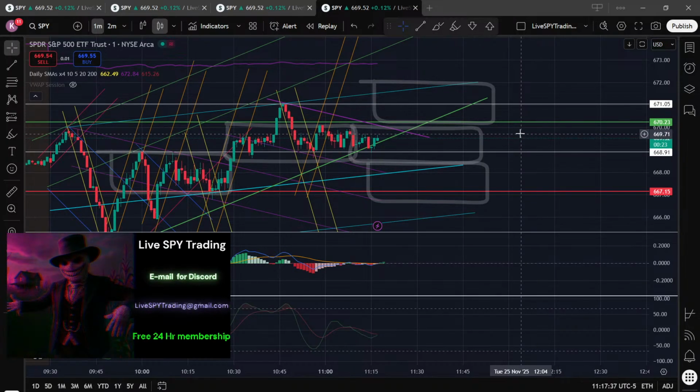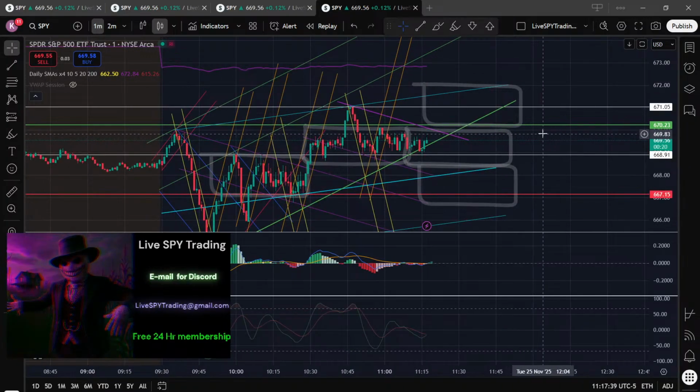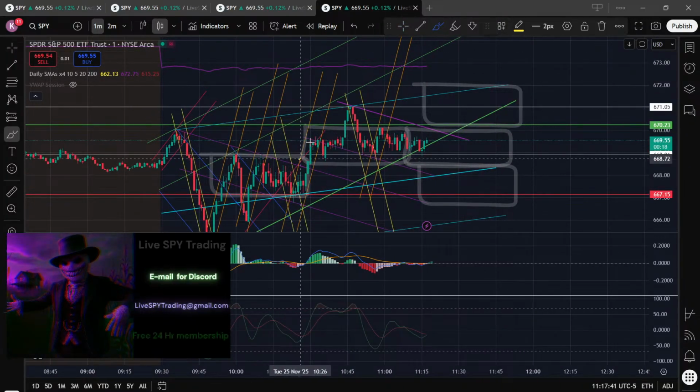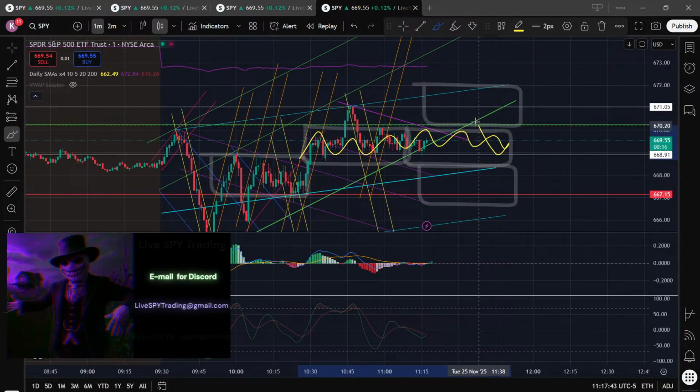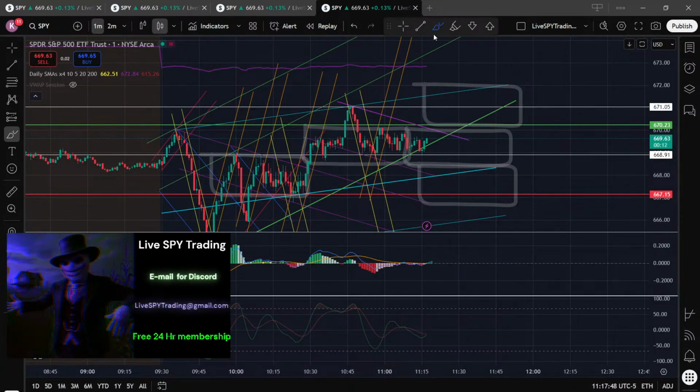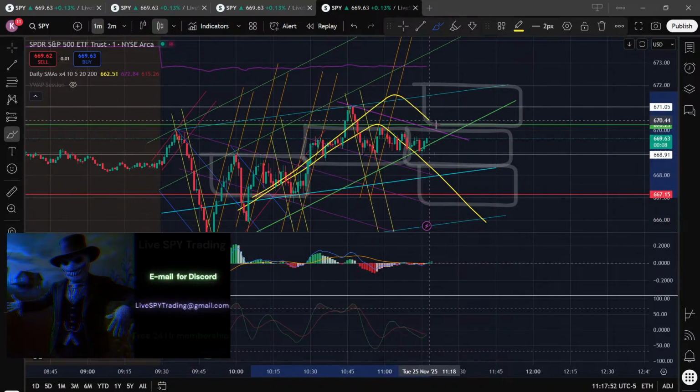You are now inside of a liquidity grab. You're now inside of it. Now you know what it looks like. You're inside of it. We're trying to figure out, are they grabbing liquidity to send it in which direction?